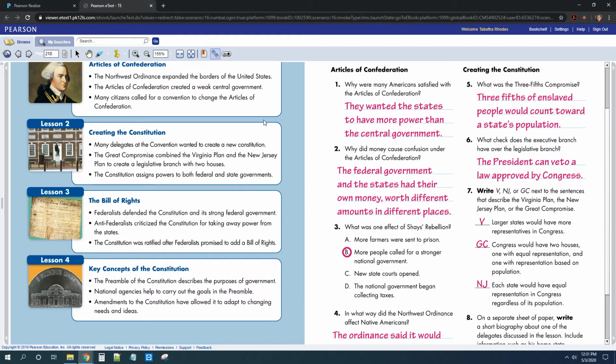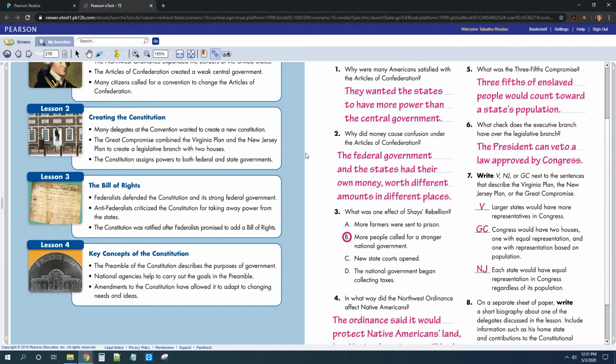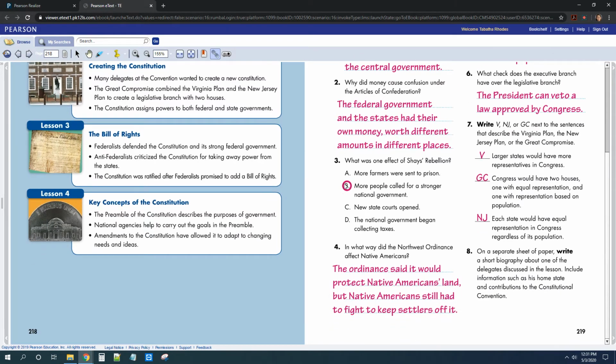All right, number 3, what was one effect from Shays' Rebellion? You should have circled B. Shays' Rebellion really showed us that we needed a stronger national government because our national government couldn't do anything about the rebellion. We didn't have a military. The federal government didn't have any power to stop our own people from rebelling. So it really kind of made them realize, oh, maybe we should give the federal government some more power so that way in the future, if something like this happens again, we could fix it.